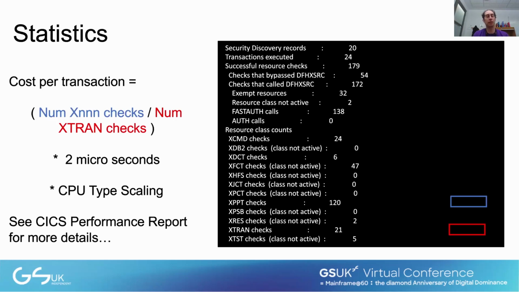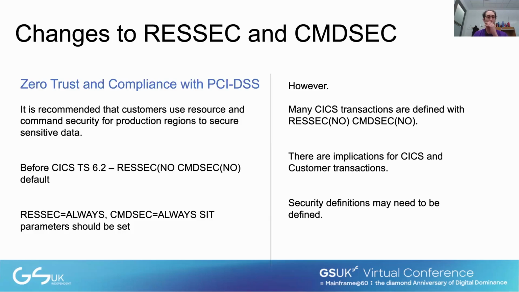And we did calculate a cost. So approximately 2 microseconds on our system was the cost of calling RACF to do the resource check. So that's documented in the CICS documentation. So it's a fairly simple ballpark figure to say, right, okay, resource security is going to cost me about this much.